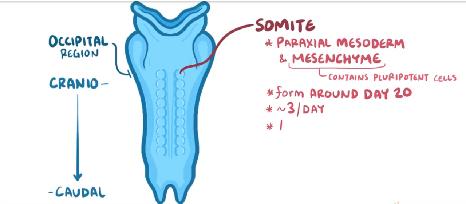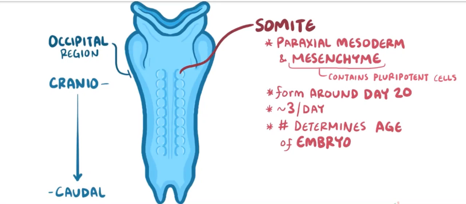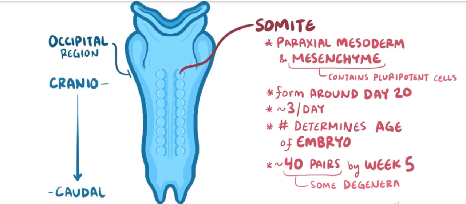So the number of somite pairs can be used to determine the age of the embryo, kind of like counting the rings on a tree trunk. Up to about 40 pairs of somites form by the end of week 5. Some of these degenerate, while the rest go on to form bone and muscle structures.